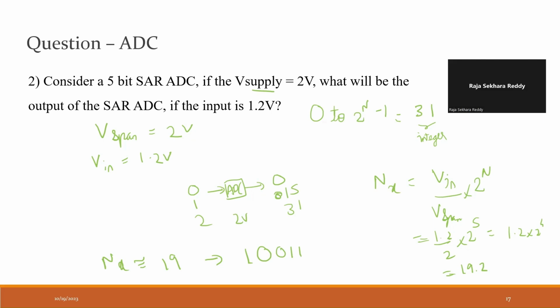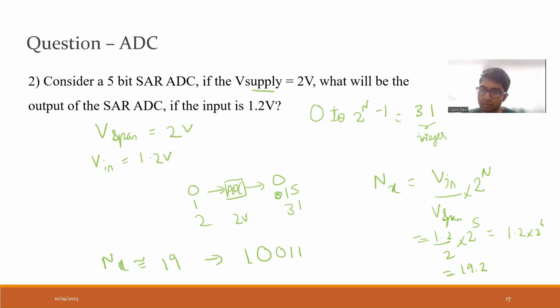For 1 point, we're actually finding, for 1.2 volts, what is the digital equivalent at the output, right? Yeah, that's what you found. One more thing, for one, it actually should be 16.